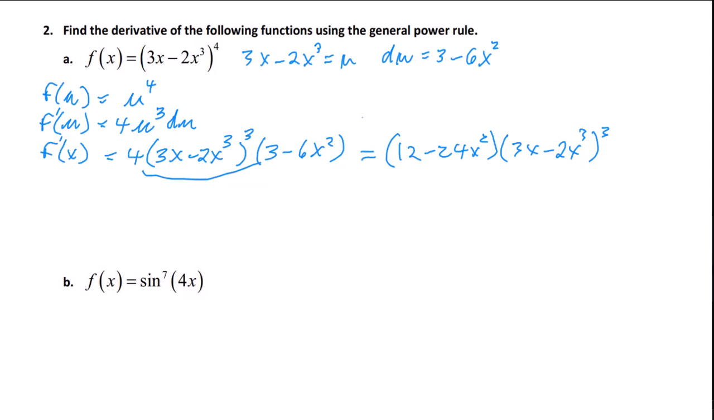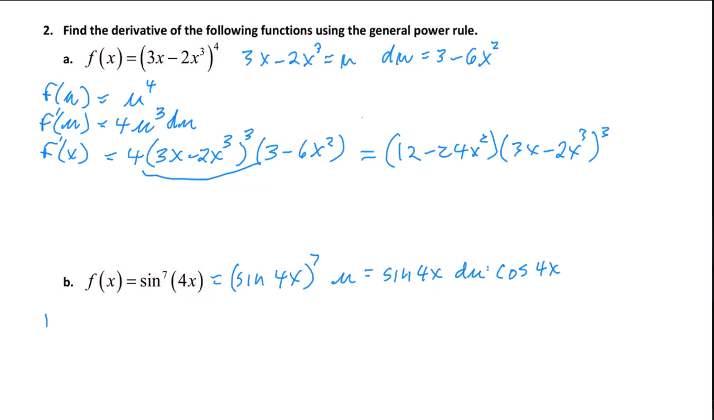Here comes another trig one. Again, watch out for these. So the inside part here, let's rewrite this so you can get a picture of what's going on. Sine of 4x to the 7th. That's really what's going on here. So the inside part here is sine of 4x. Alright, so the derivative of that is what? Cosine of 4x. Piece of cake.